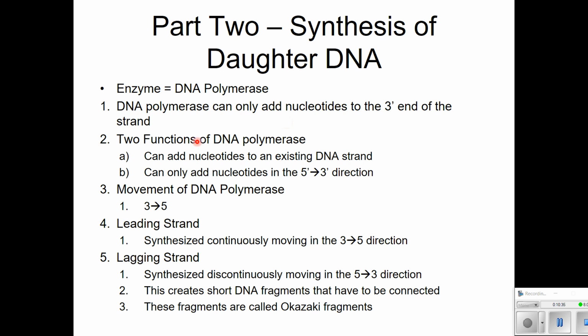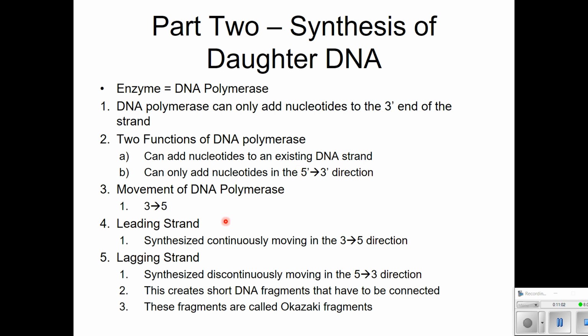The two functions of polymerase are to add nucleotides to the existing molecule and make that strand in the 5 to 3 direction. While polymerase moves in the 3 to 5 direction, DNA and RNA, for that matter, are always made in the 5 to 3 direction. This is the most important number orientation to understand.